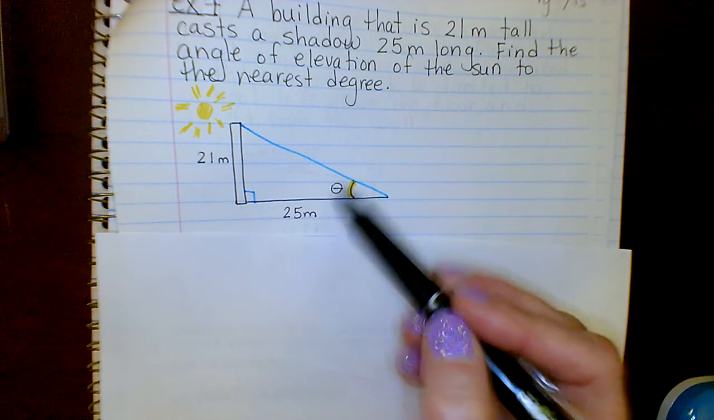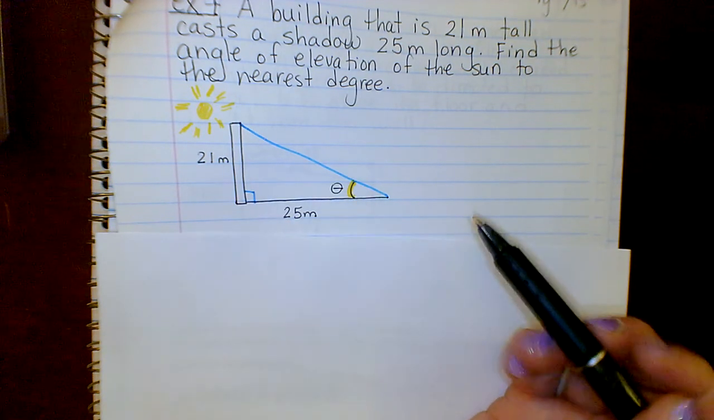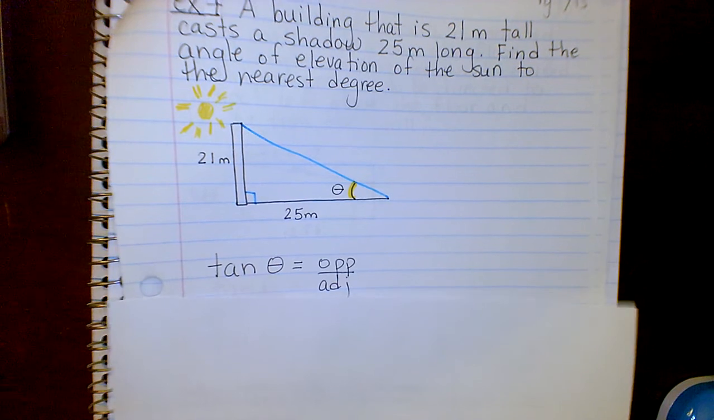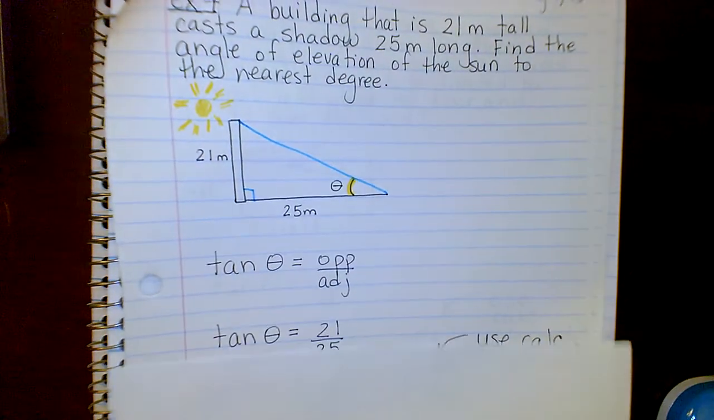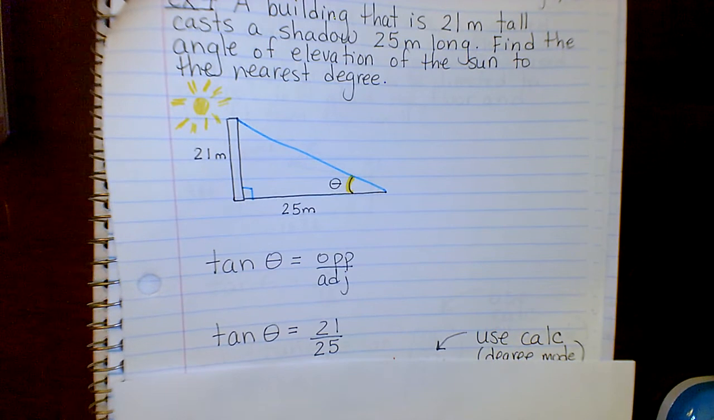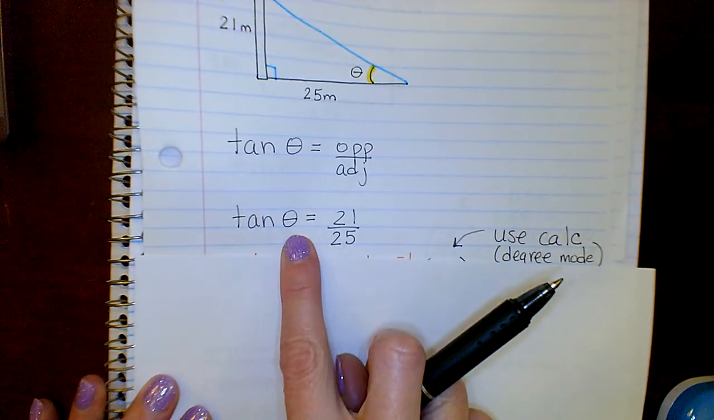So what trig function is going to involve the opposite and the adjacent? Well, it's the tangent, or the cotangent. I just grabbed tangent first. Okay, so that means that the tangent is 21 over 25. So how do you solve that for theta?